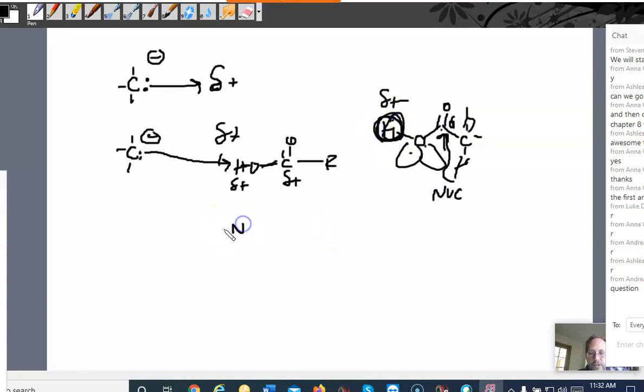If I had a nitrogen on my compound and anything else, again, my hydrogens here are partial positive.